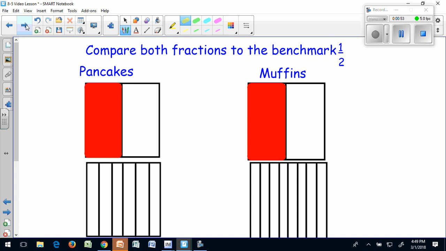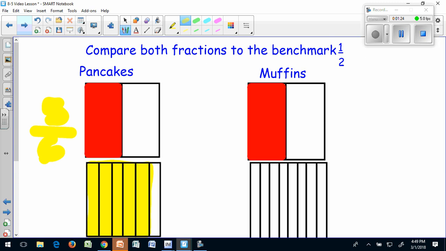Here we have area models that show the fraction 1/2, and other area models split up into 6 and 8. So for the pancakes, we're going to compare 1/2 and 5/6. I'm going to color in 5/6 of my model. And doing so, I can see that 5/6 is greater than 1/2.